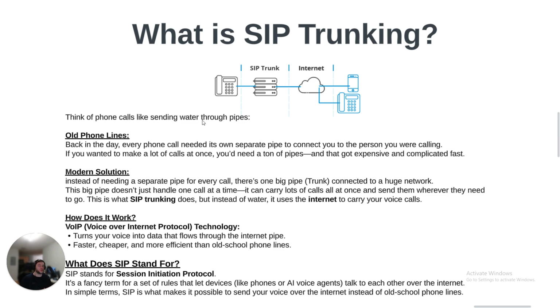Now, the modern solution is, instead of needing a separate pipe for every call, there's one big pipe, which is a trunk, connected to a huge network. This big pipe doesn't just handle one call at a time, like the old school phone lines, but instead it can carry lots of calls at once and send them wherever they need to go. This is what SIP trunking does, but instead of water, it uses the internet to carry your voice calls.